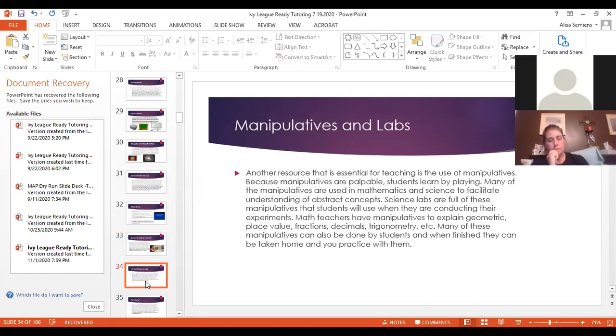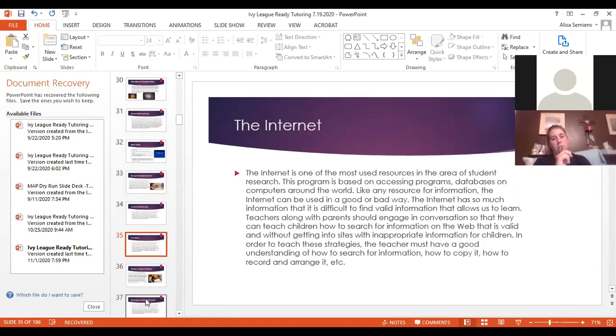So manipulatives and labs. We see a lot of manipulatives, and I know you're thinking, well, okay, this is a competency that's about technology. Well, they threw manipulatives in there as well. With manipulatives, we see that a lot with math when they're explaining geometric or place value, fractions, decimals, and even with science. Science labs are full of manipulatives, right? So that definitely helps students retain knowledge.